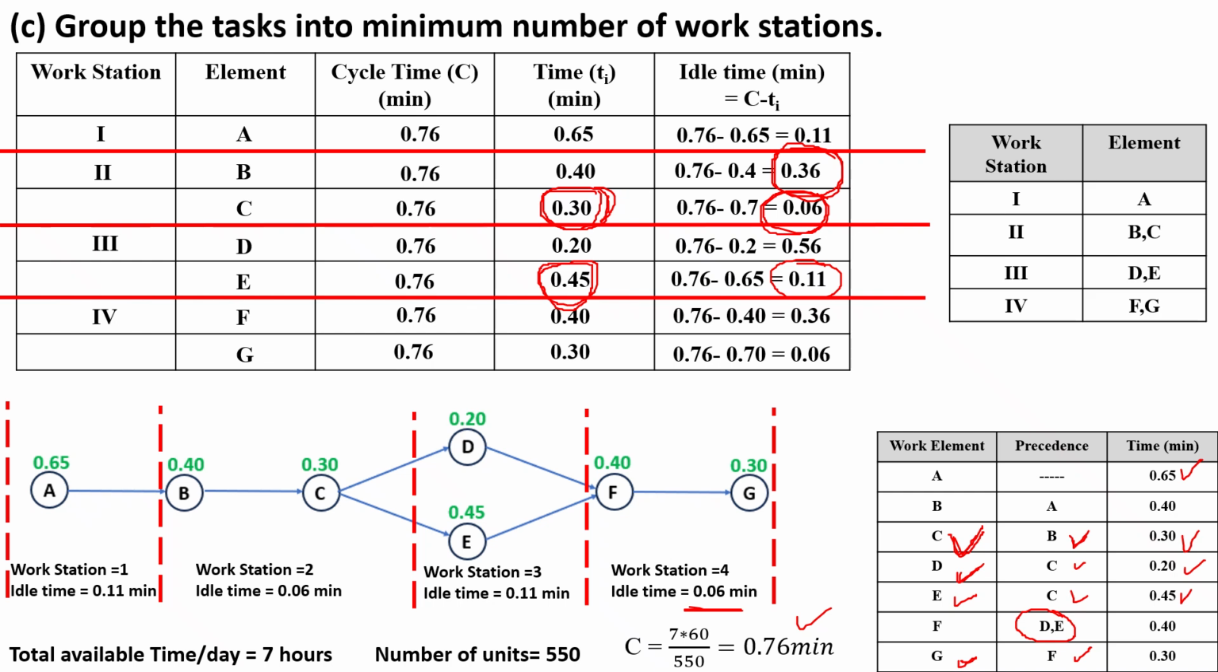So now I have to conclude by grouping the tasks into respective workstations. So first workstation consists of only one element, that is A, and idle time is 0.11 minute. And second workstation consists of the two elements, that is B and C, and idle time is 0.06 minute. And third workstation consists of the two elements, that is D and E, and idle time is 0.11 minute. And workstation 4 consists of the work elements F and G, and idle time is 0.06 minute. So this is the solution, and thank you.